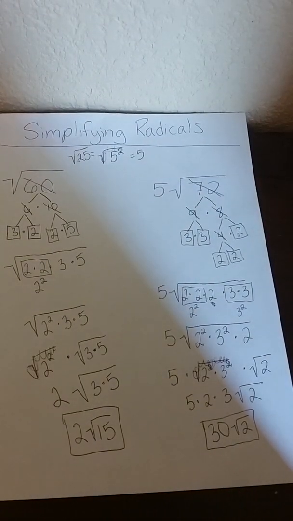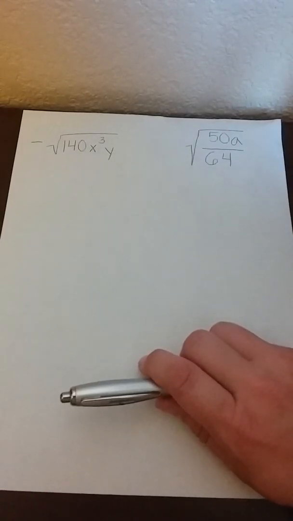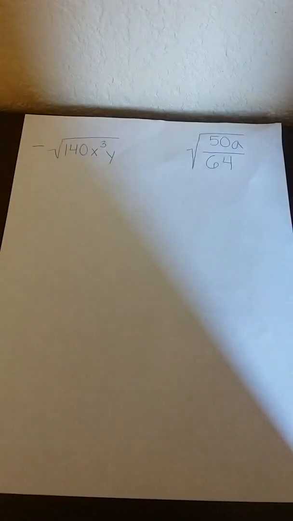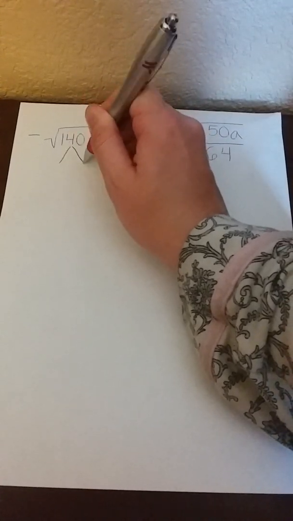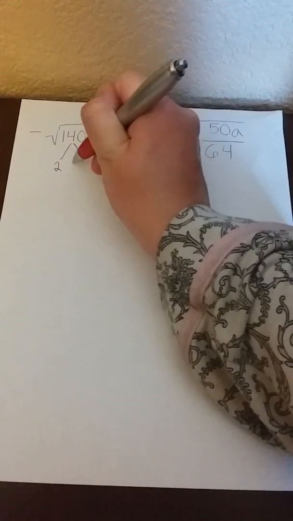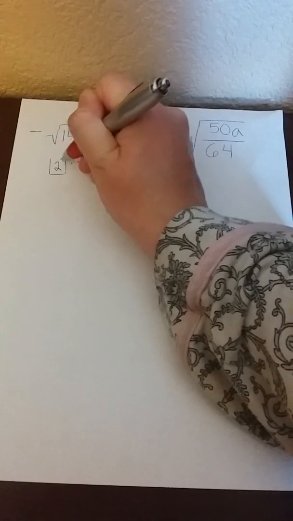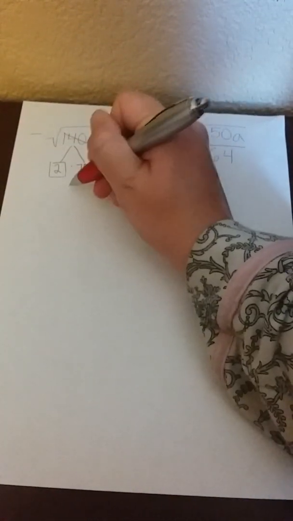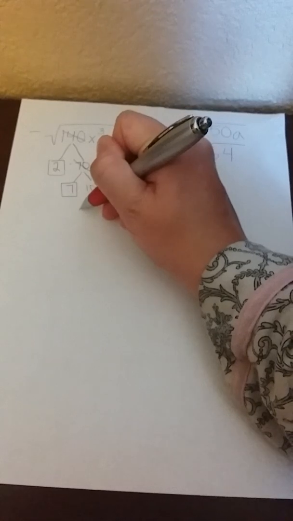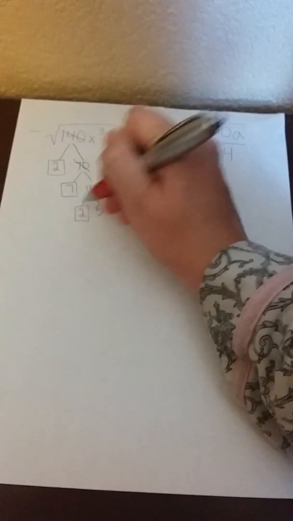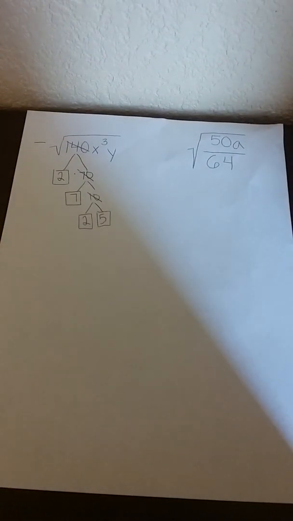All right, let's look at more examples. Okay, our next example is negative square root of 140 x to the third times y. I'm going to go ahead and break this down. So 140 is 2 times 70, and 2 can't go anymore. I'm going to cross out 140 because I broke it down. 70 I can break down into 7 times 10. Cross it off because I broke it down. 7 is prime. 10 I can break down into 2 times 5, both of which are prime, and cross off 10 because I used it.